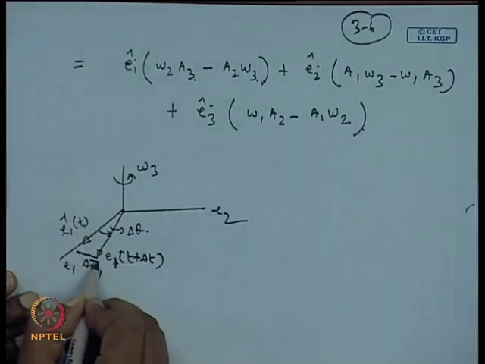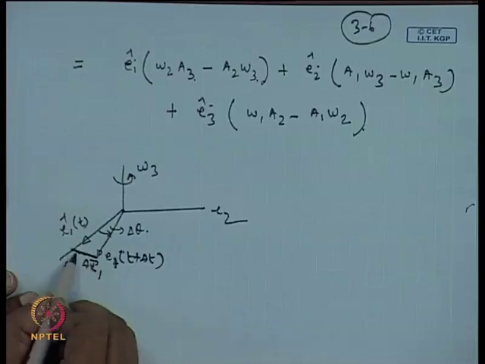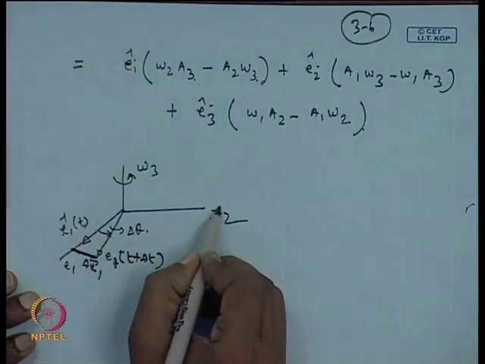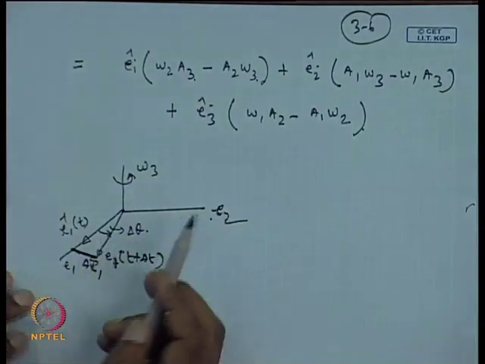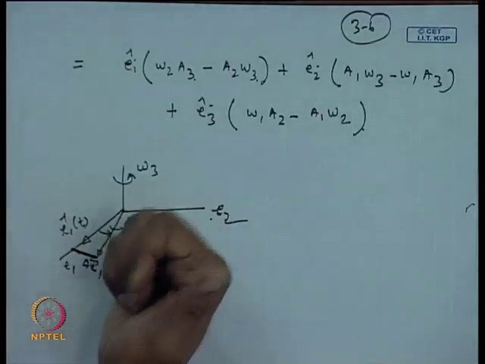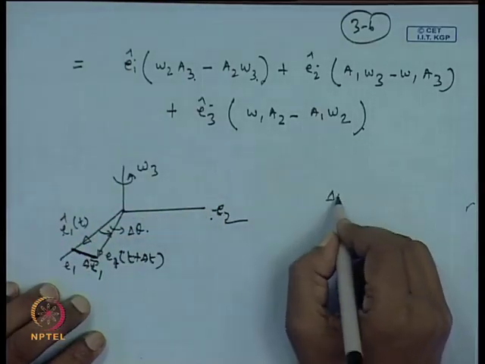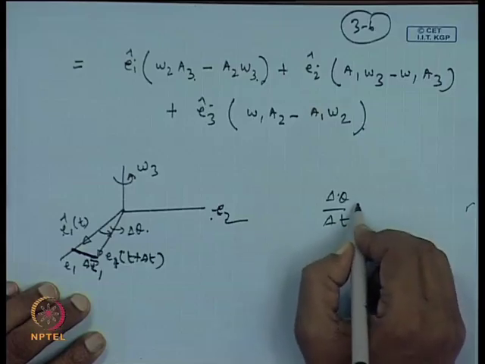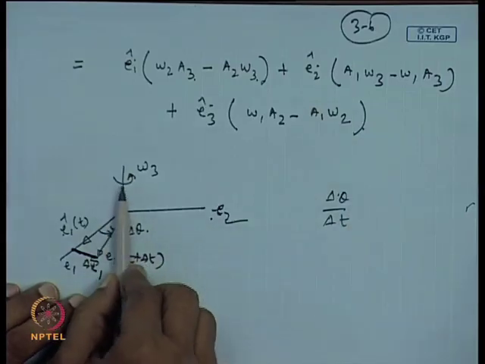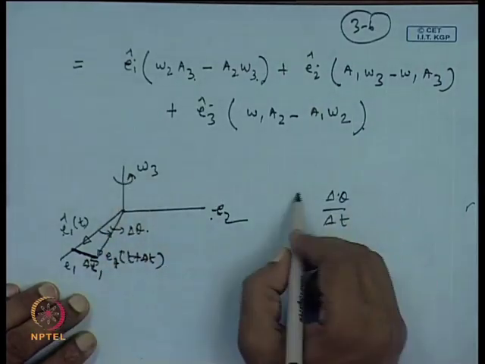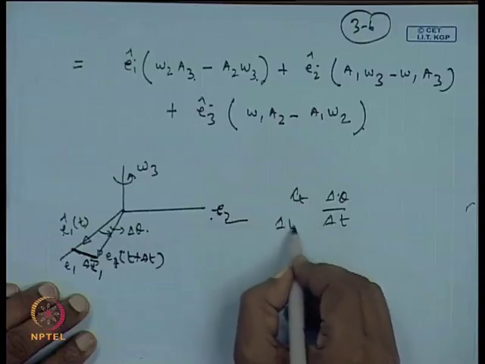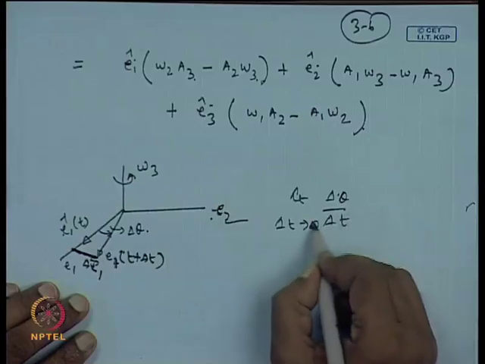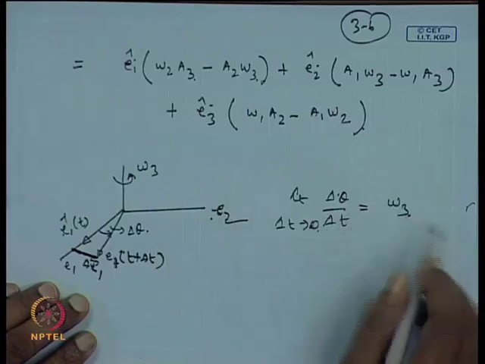So, as this approaches, this vector points in the direction of the E2, not in the direction of the E3, but the rotation which is taking place, delta theta by delta t, this is in the direction of, this is basically nothing but your omega 3. So, in the limit delta t tends to 0, okay, this you can write as omega 3 in this place.